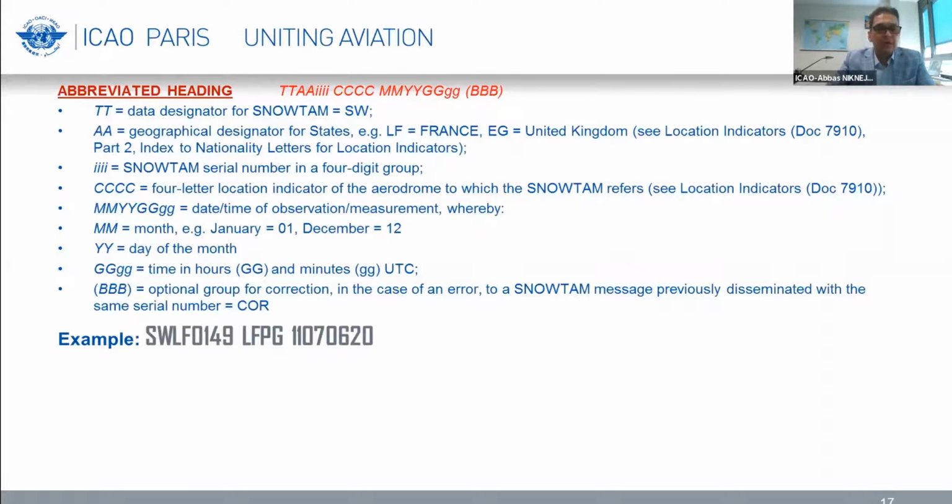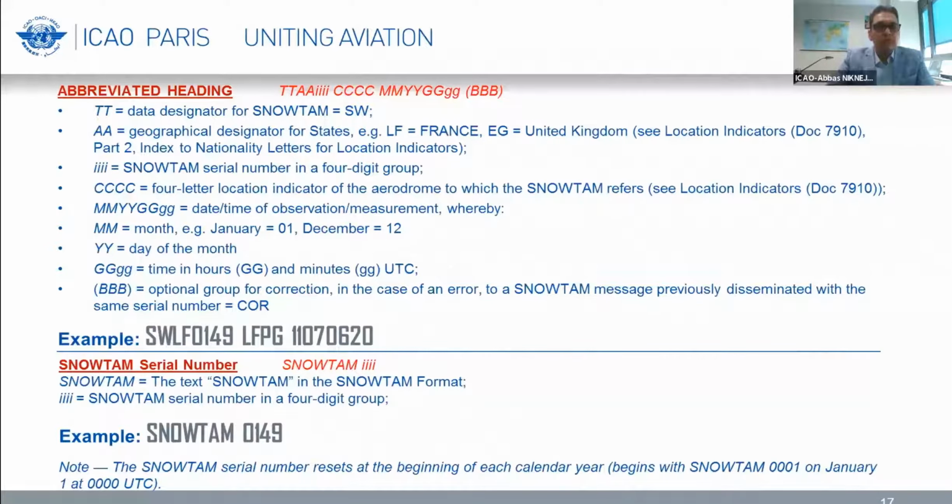0149 is the serial number of the Snowtam. And then with a space separator, you will find the location indicator. In this case, LFPG is Paris Charles de Gaulle. And then again, after 1 space, you will find the date and time group. 11 is the month, 07 is the day, and 0620 is the time in hours and minutes.